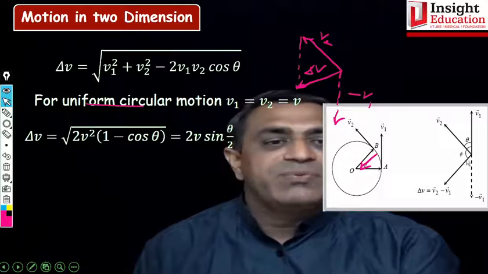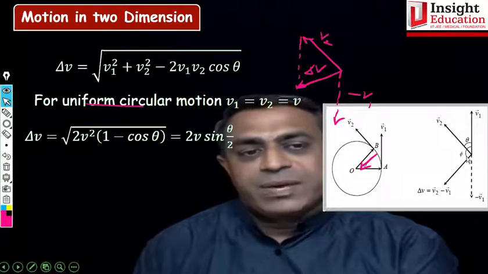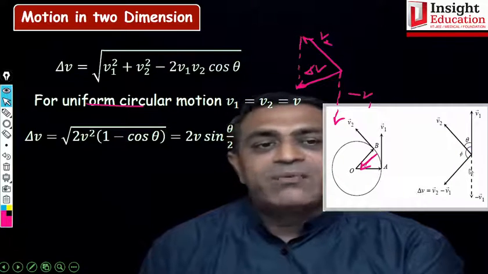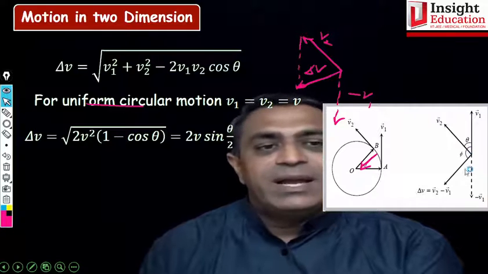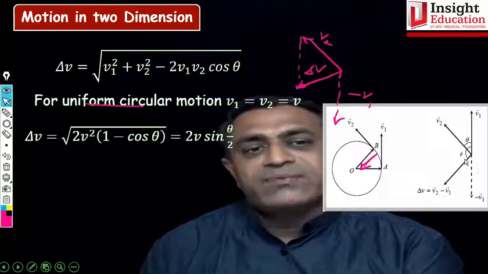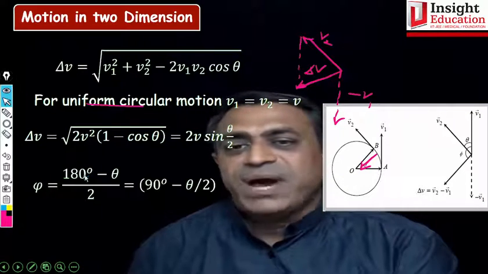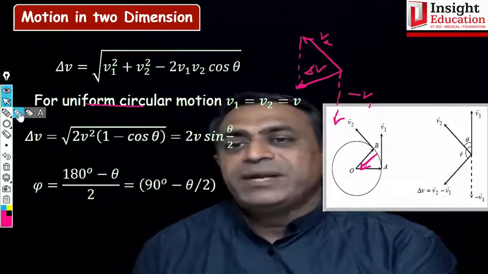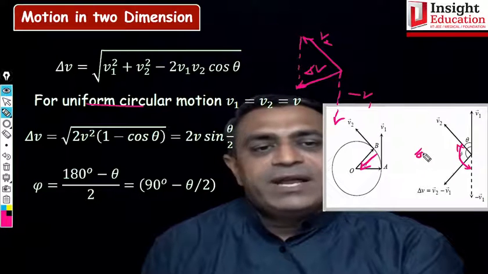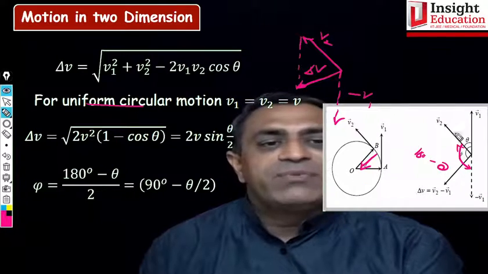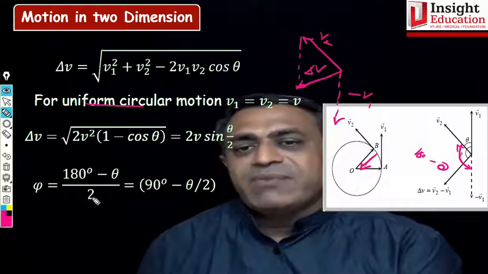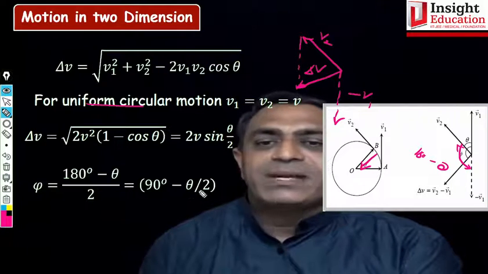Okay, and what should be the angle phi? So if this angle is theta, then the remaining angle is 180 minus theta. And if v1 and v2 magnitudes are the same, then it should be a half angle, so divide it by 2. So phi is equal to 180 minus theta divided by 2, that is 90 minus theta by 2.